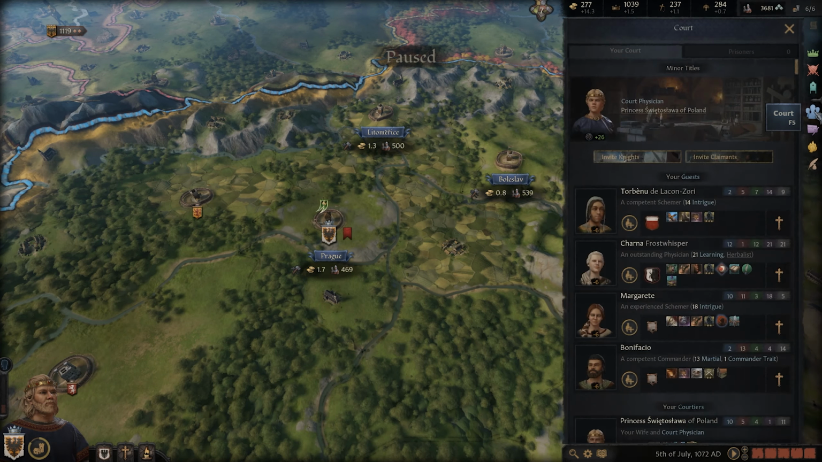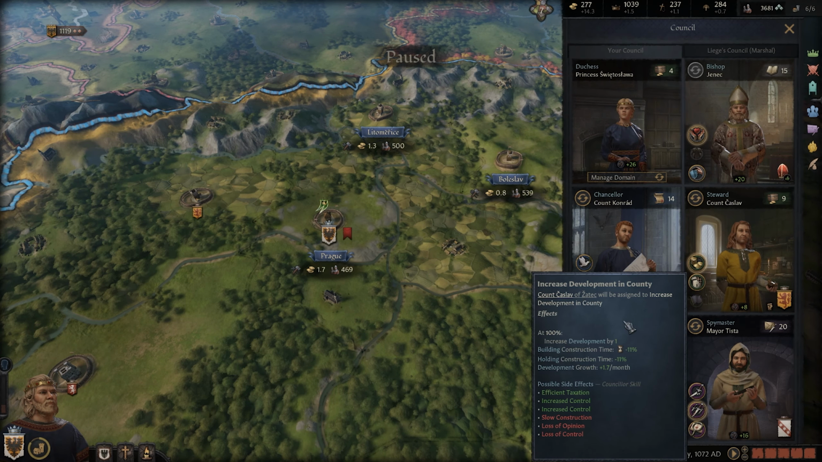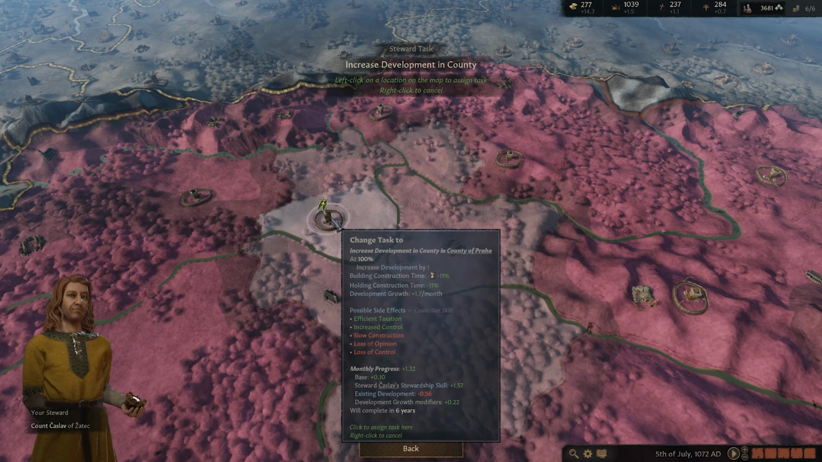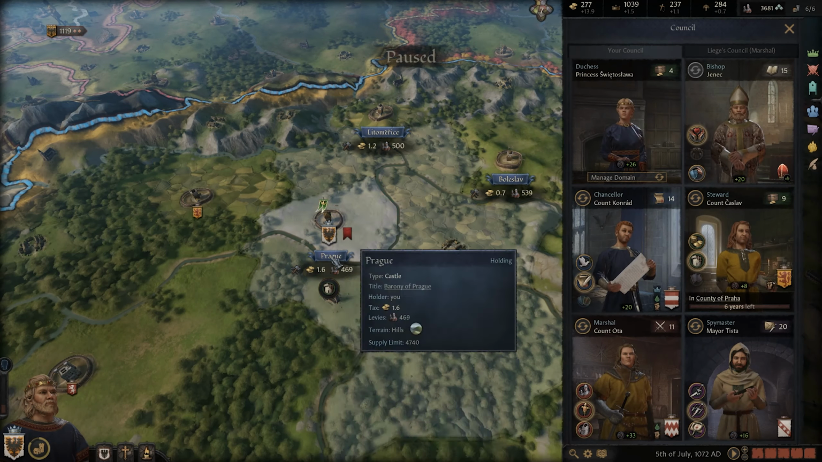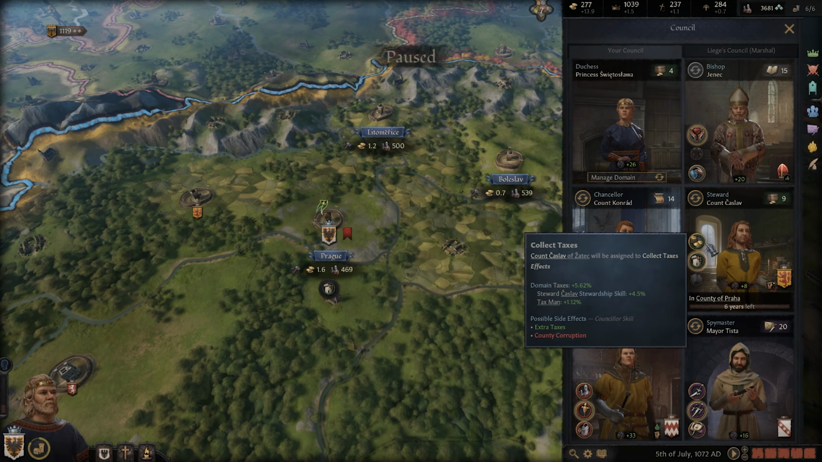The second concept is a reversal from what I mentioned in my paradox video on domains. In that video, I mentioned that your steward's increased development task was not worth it when they can collect taxes instead. I will 100% admit that I was wrong on that subject. The increase in domain taxes is negligible at best. Instead, I highly recommend you solely focus on either your highest developed county or your capital county and keep every steward you ever have on increasing development of said county.